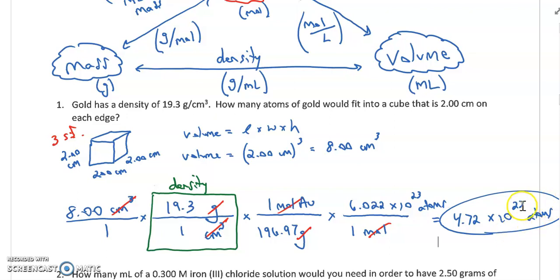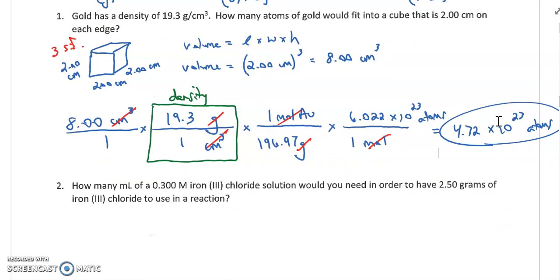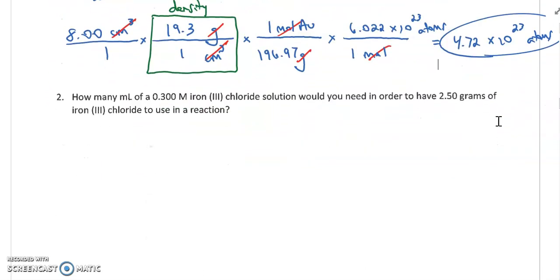Now the next problem is going to use molarity. So this is going to be the same kind of thing. We're going to be going between volume, but now we're talking about molarity instead. And I mentioned this before, molarity is a capital M. Every time you see that capital M, you just think to yourself, oh, that's moles per liter. So this one says, how many milliliters of a 0.300 molar iron 3 chloride solution would you need in order to have 2.50 grams of iron 3 chloride to use in a reaction?